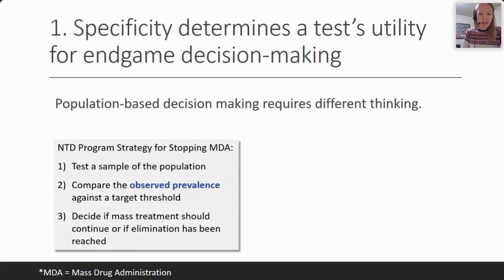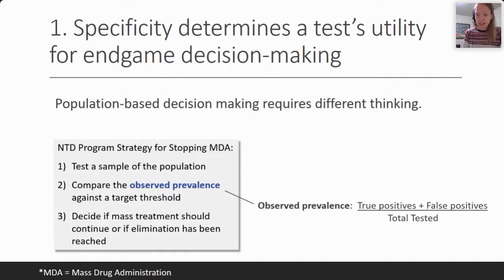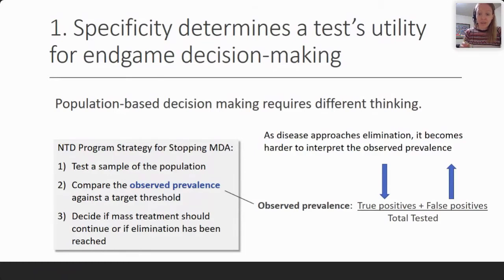So for example, let's take a typical program strategy for stopping mass drug administration. You would test a sample of the population and then compare the observed prevalence against a target threshold, and based on where that observed prevalence falls, decide if mass treatment should continue or if elimination has been reached. Now, the key here is this observed prevalence will be comprised of a proportion of true positives and false positives. As disease approaches elimination, the proportion of true positives will decrease, while the proportion of false positives will increase, which makes it harder to interpret the observed prevalence.